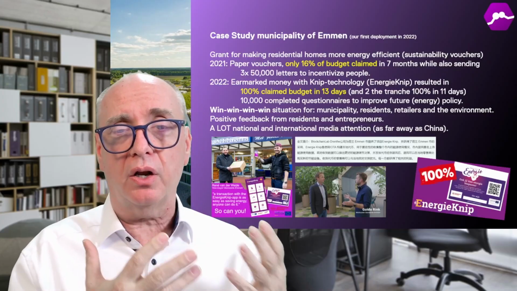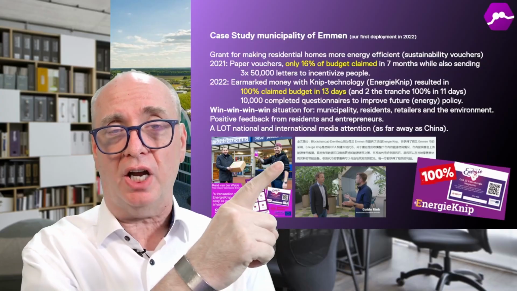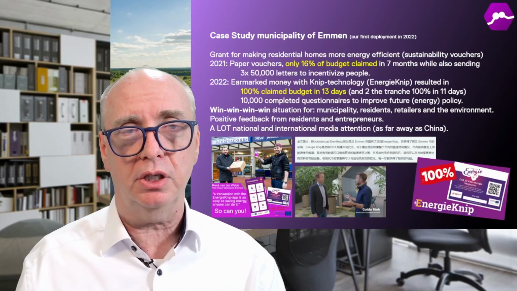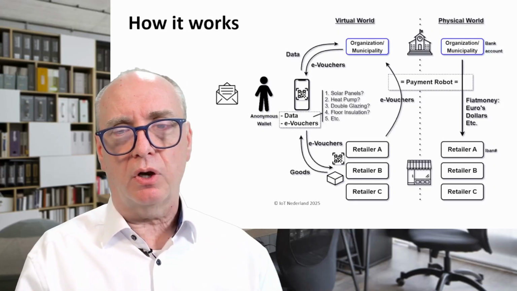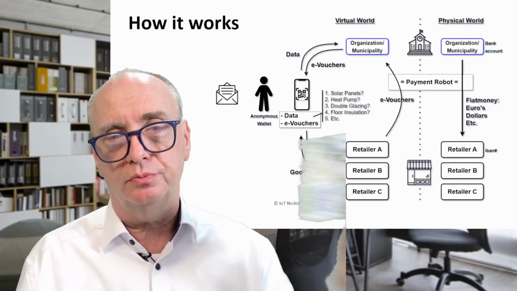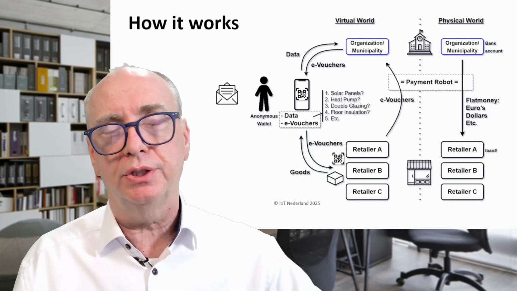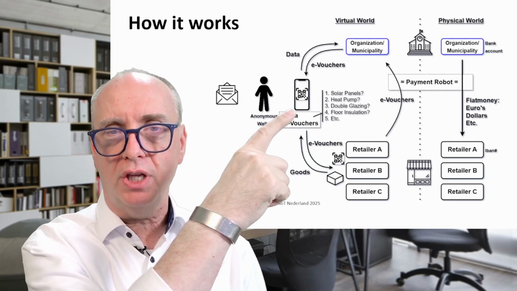We got a lot of publicity, and even in China they were writing about our MultiKnip. Let me tell you how it works. So people receive a card with a QR code, and with the QR code they can install the app on their phone.